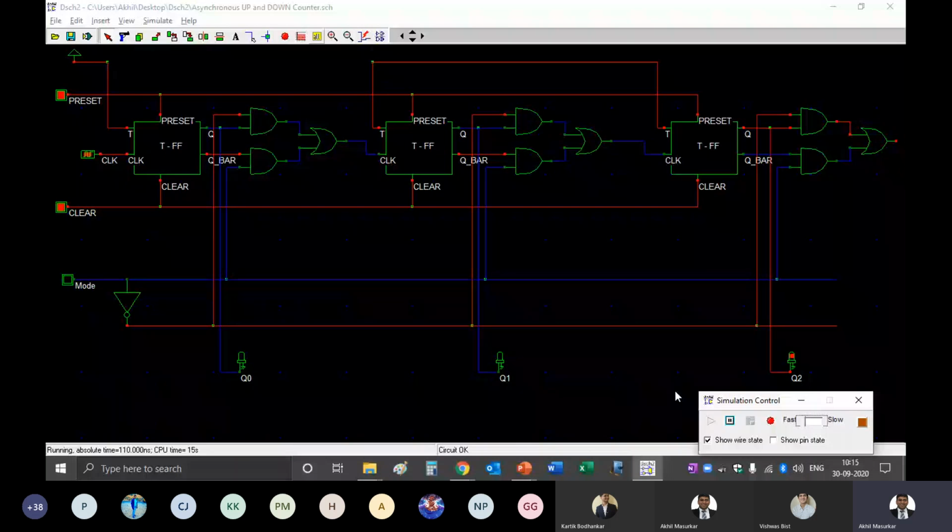4, then we have 5, then 6, and 7. After 7 we get 0.